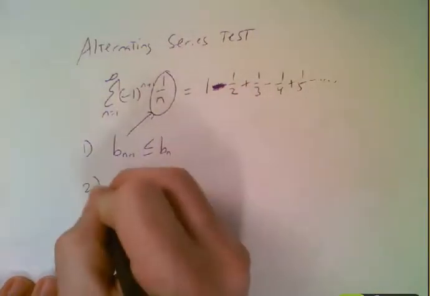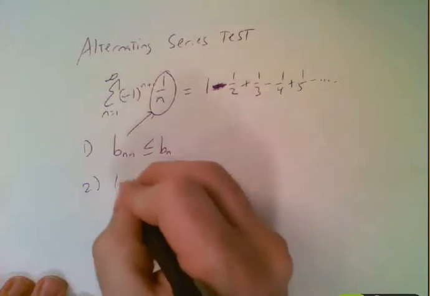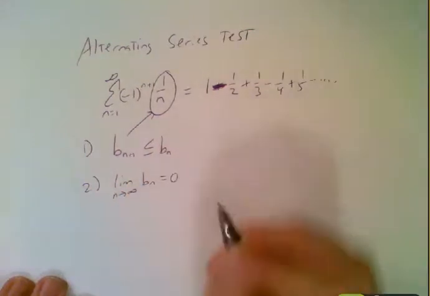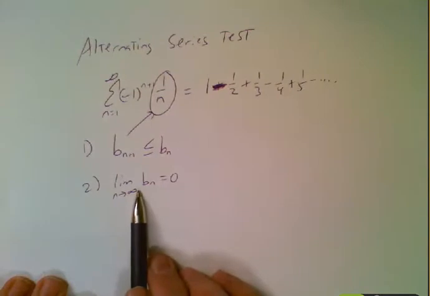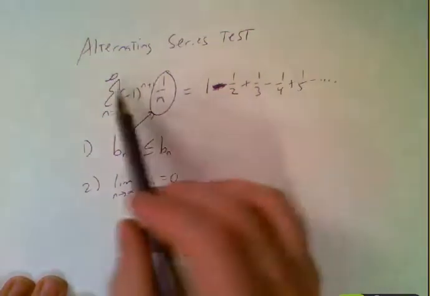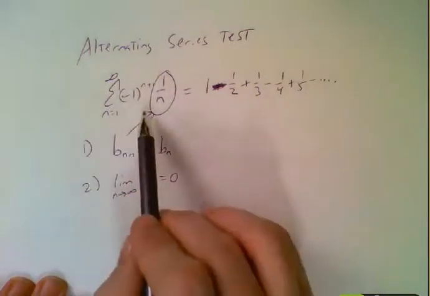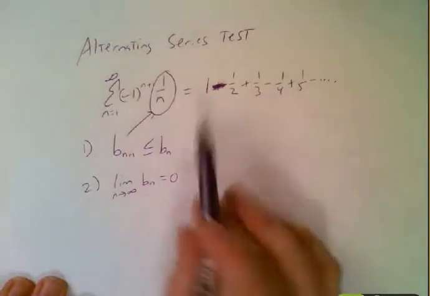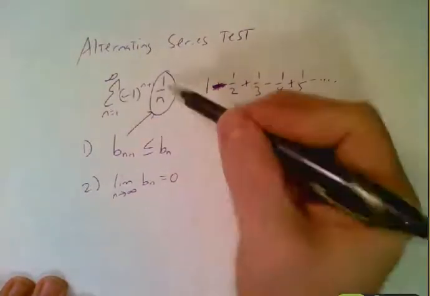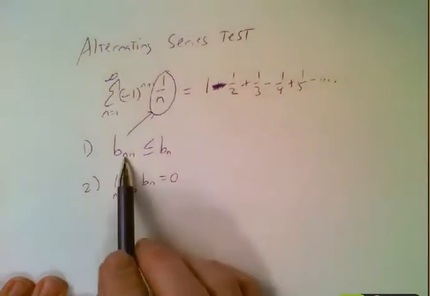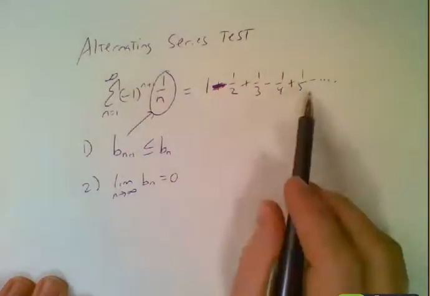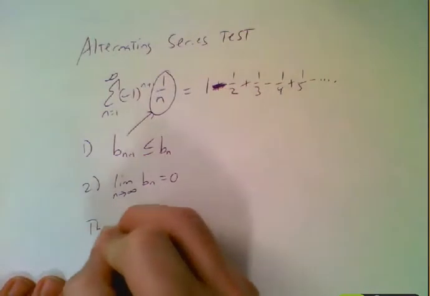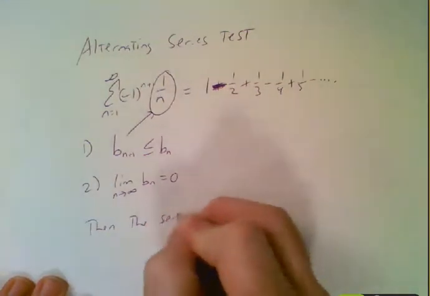And condition number 2, we've got the limit as n goes to infinity of b sub n needs to be 0. This is essentially our gateway test, right? Remember, our gateway test was that the limit as n goes to infinity of the whole thing had to be 0 for us to even have a chance. If it wasn't 0, then this would diverge. So if we satisfy this condition, we're just focusing here, and as long as the terms are decreasing, then we have the convergence. So then the series converges.